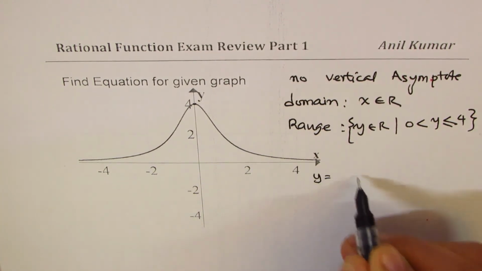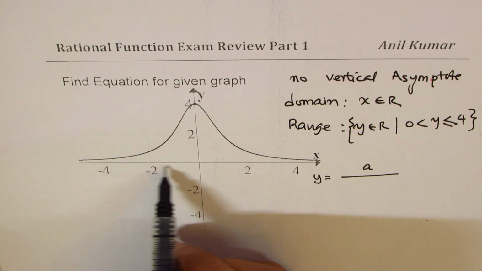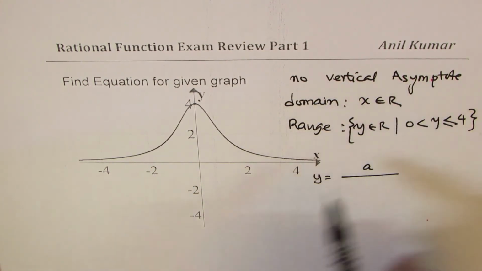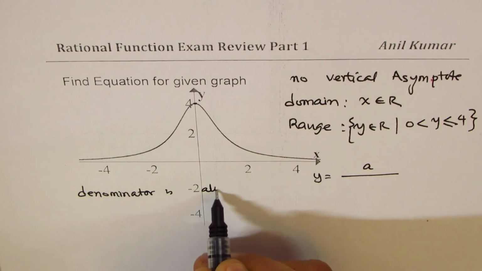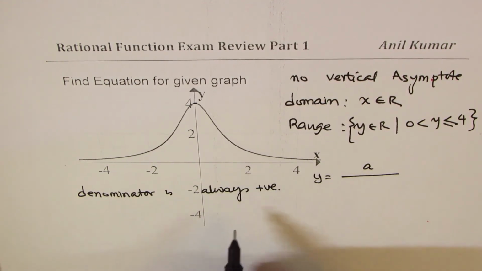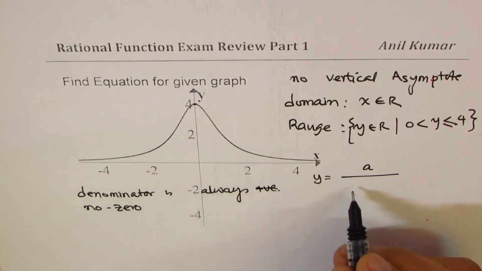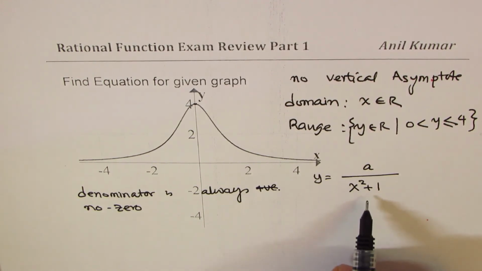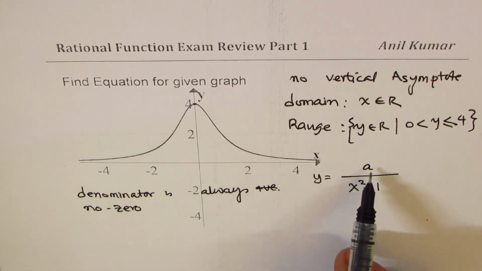So we could always say y is equal to something which we don't know. Let's put a here. However, since we know that there is no vertical asymptote, that means we know the denominator is always non-zero. I should say always positive, right? Or I should say non-zero. So that is possible if I have an expression like x squared plus 1. Do you see that? It's like a parabola which has no x-intercepts. So that is a function whose reciprocal we are trying to figure out. Is that okay? So if you see a graph like this, that is your general equation.